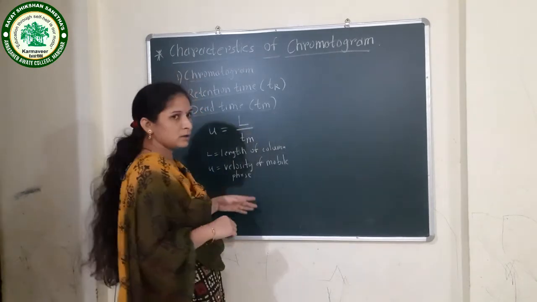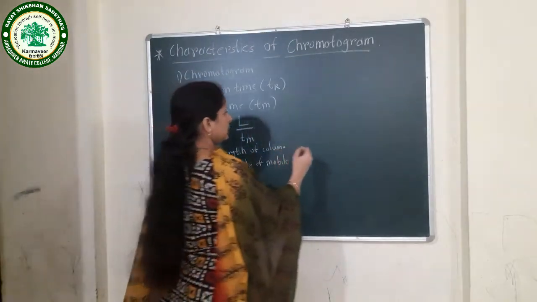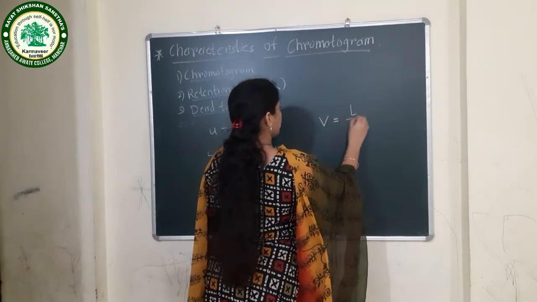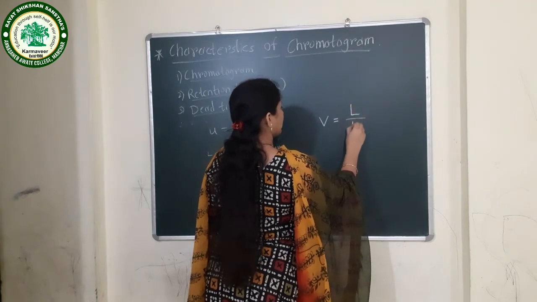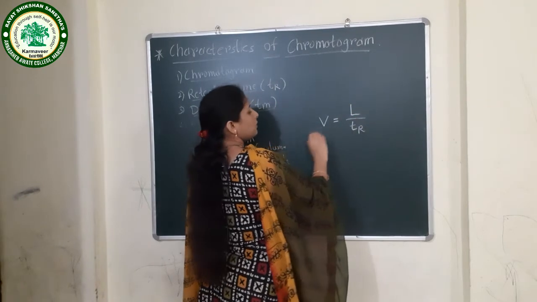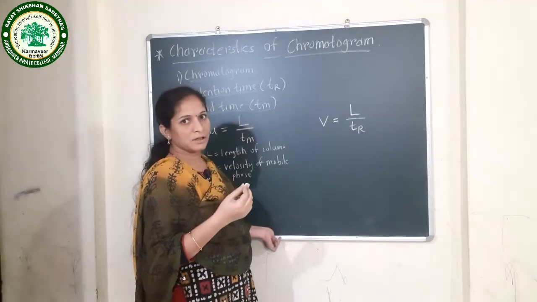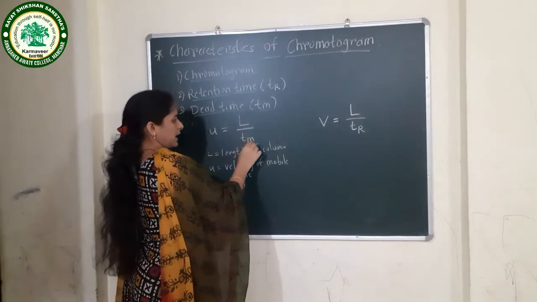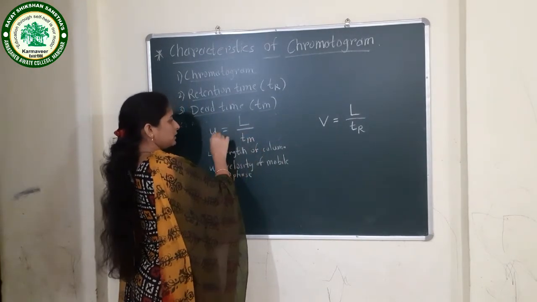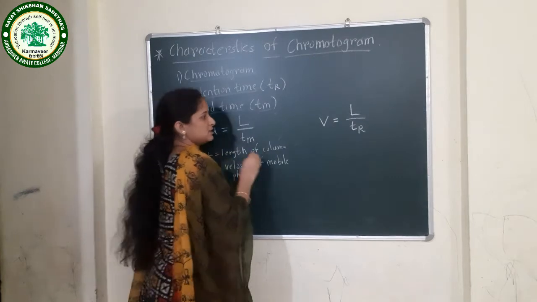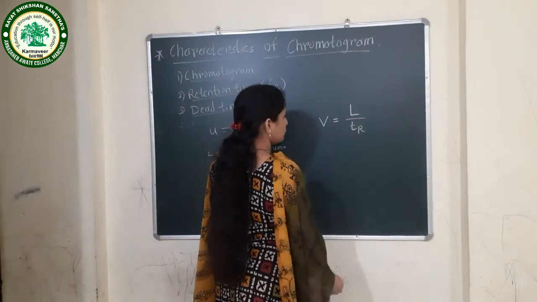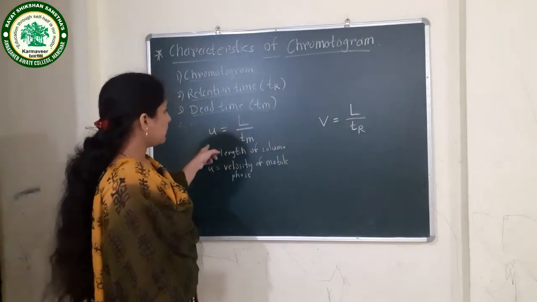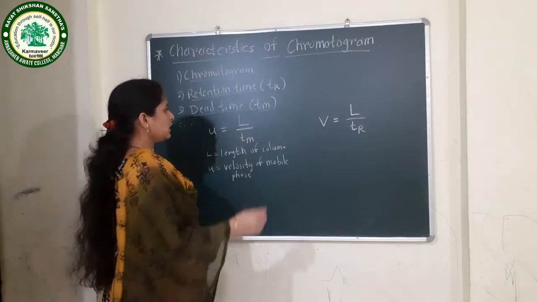We can also calculate the velocity of the sample. It is given by V. V is equal to L upon TR. From this retention time we can calculate the velocity of the sample, and from this TM dead time we can calculate the velocity of the mobile phase. Now here L is the length of the column and V is the velocity of the sample. You have to remember these two equations, we are using them in the next equation.